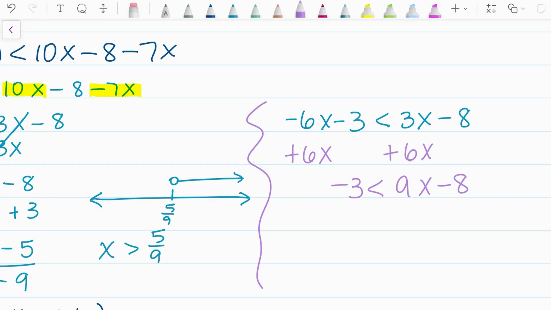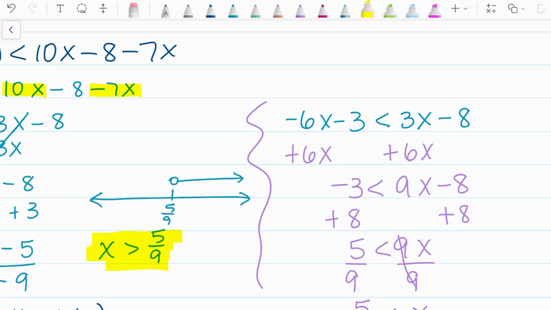If I'm here, I need to get x alone. I would add this 8 over. That would give me 5 less than 9x. When I go to divide by this 9, it's going to look like I have 5/9 is less than x. I want you to understand that x is greater than 5/9 is the same thing as 5/9 is less than x. It's like you just flipped the whole thing around, but it's still opening towards x and still pointing towards 5/9. So those two things are the same.